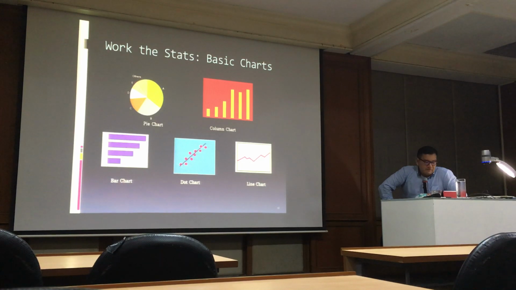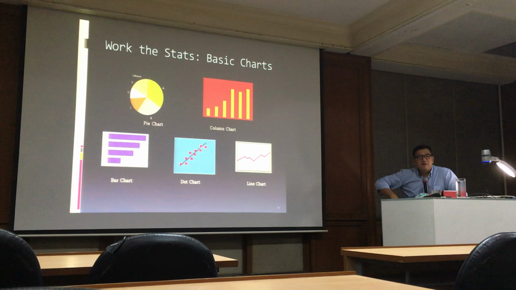Column charts and bar charts are good for making comparisons. If you compare data year by year or month by month, or compare with your competitors as a benchmark, the column chart and bar chart are good.